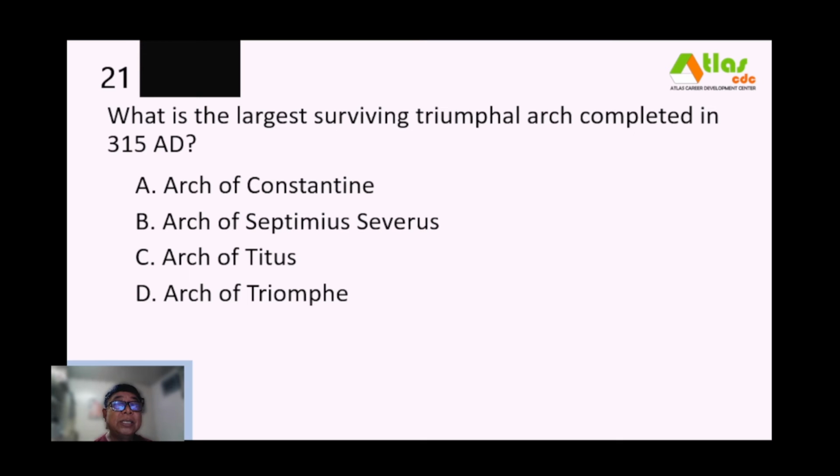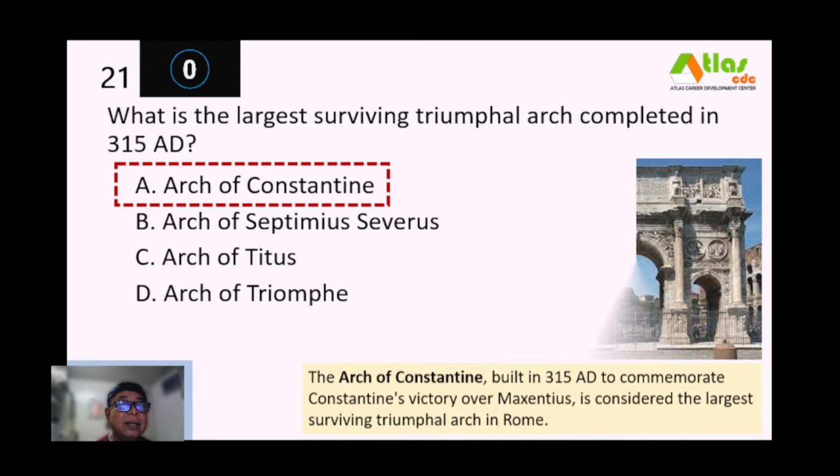21. What is the largest surviving triumphal arch completed in 315 AD? A. Arch of Constantine, B. Arch of Septimius Severus, C. Arch of Titus, and D. Arc de Triomphe. And our correct answer is letter A, Arch of Constantine.